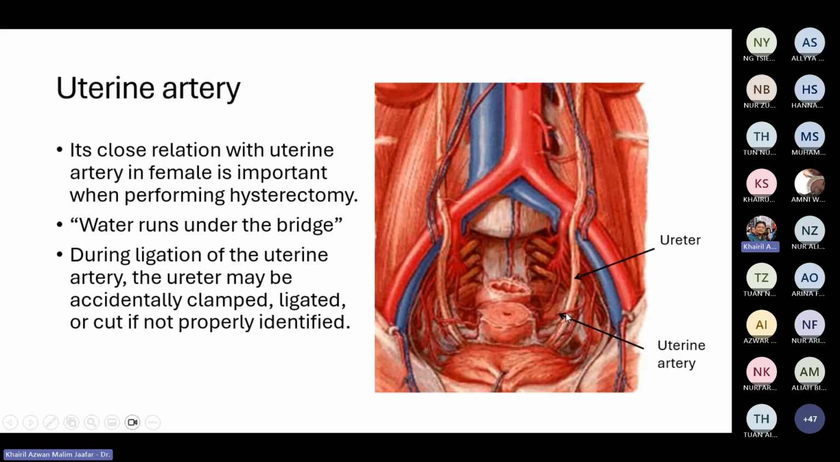So this knowledge is important, because the uterine artery will be ligated and also clamped. You want to know the anatomy. So always, the uterine artery is above the ureter.